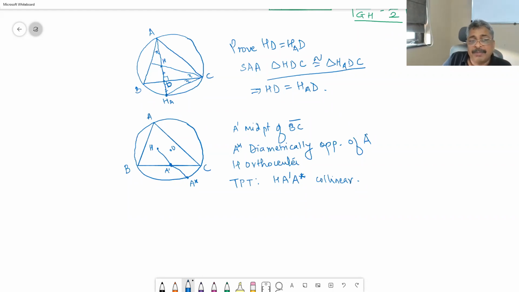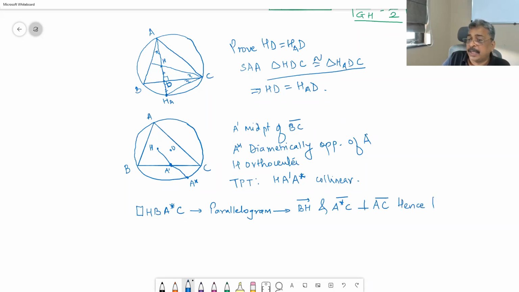So the moment somebody asks this, you should recollect that this quadrilateral HBA star C is a parallelogram. Now, why is this a parallelogram? Because ray BH and A star C are perpendicular to AC, hence parallel.